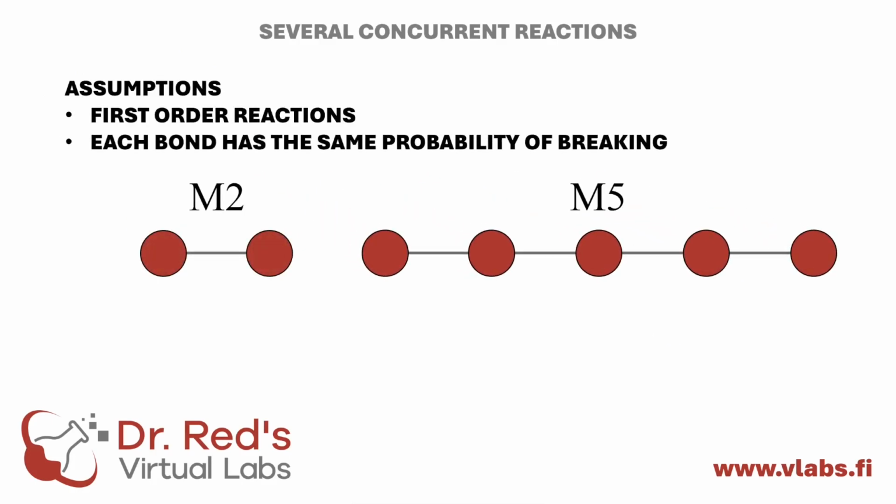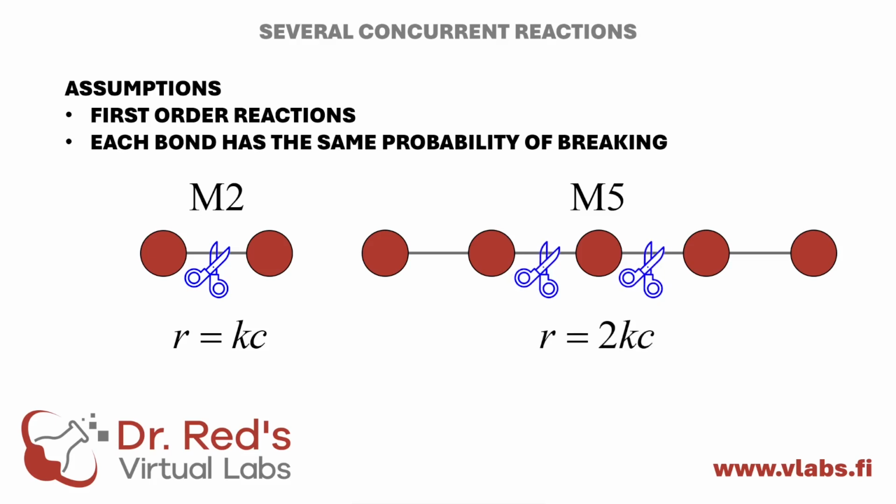For the dimer, M2, the rate equation is particularly simple. Now consider a 5-unit oligomer, M5. It's symmetric, so there are 2 bonds in the second position from the chain end. Both have the same probability to break, therefore the rate constant doubles. Note that this is not a stoichiometric coefficient.